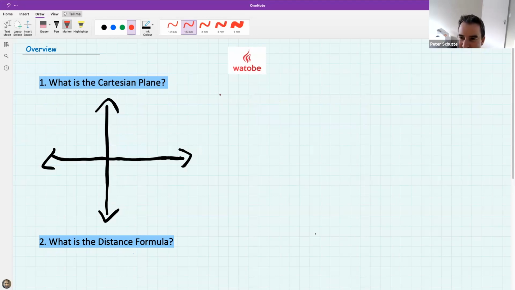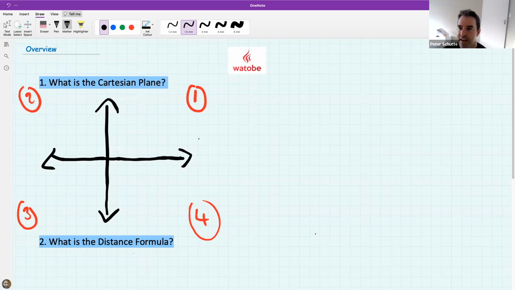I think the Cartesian plane shows us about the different quadrants and what's happening in those quadrants, according to my understanding. Quadrant 1, quadrant 2, quadrant 3, and quadrant 4. Absolutely. Anything else that comes to mind?